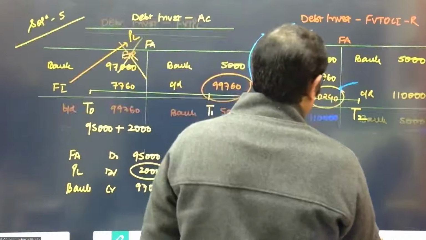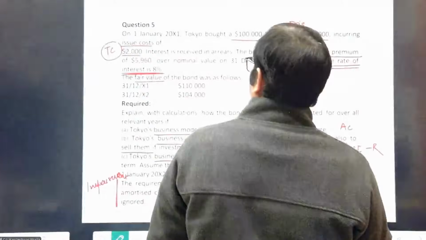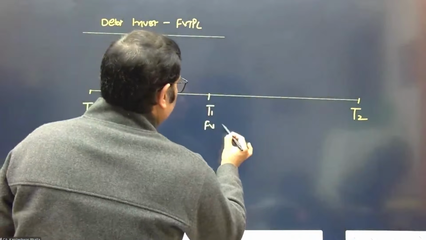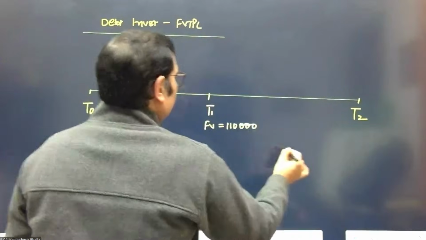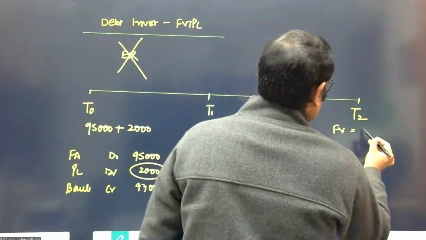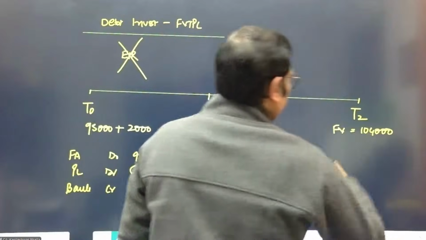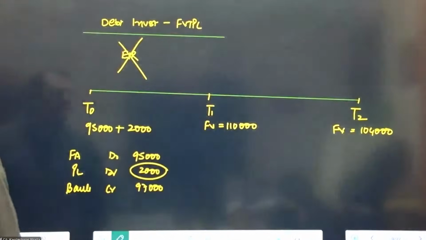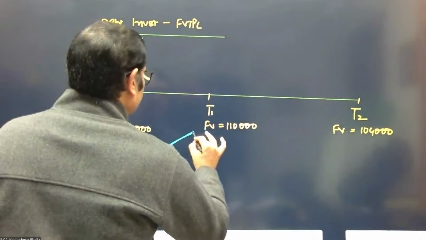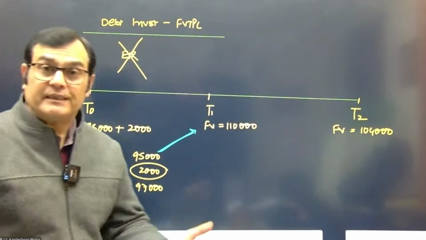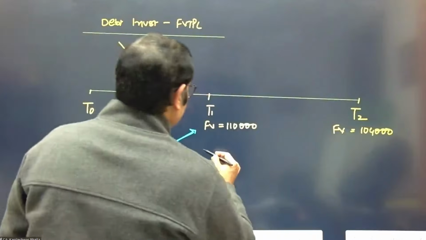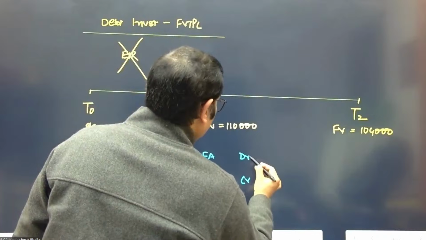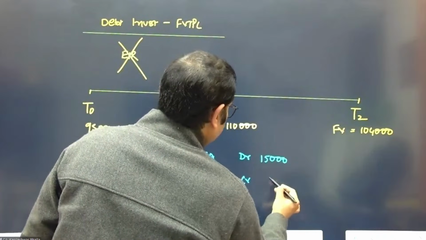Then let's see the fair value. The fair value is supposed to be 110 and 104. So the fair value is 1,10,000 and the fair value is 1,04,000. So now we can simply compare and capture the fair value changes. So from 95 it became 110. So there is a gain of 15. So the entry becomes financial asset gets a debit, the profit and loss gets a credit to the extent of 15.